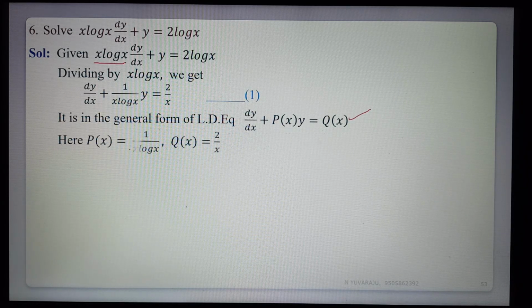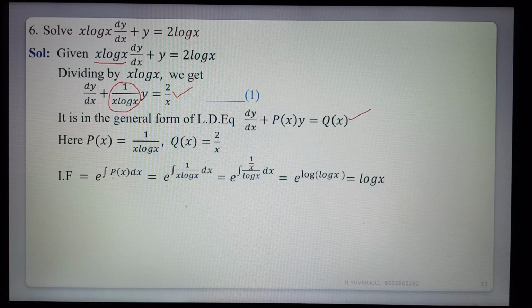where P(x) is equal to 1/(x log x), this is P(x), and this is Q(x) = 2/x. Now finding the integrating factor, e power integration of P dx is equal to e power integration of 1/(x log x) dx, which can be written as (1/x)/log x, which is of the form f'(x)/f(x), that is equal to log f(x). e power log f(x), that is log of log x, that is equal to log x.